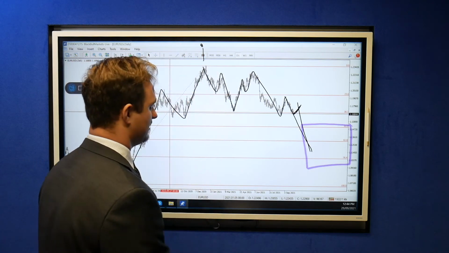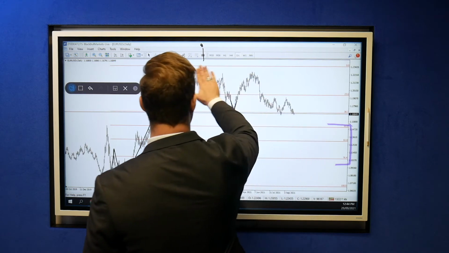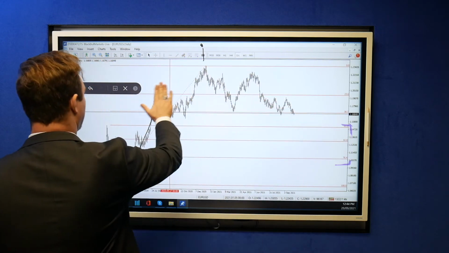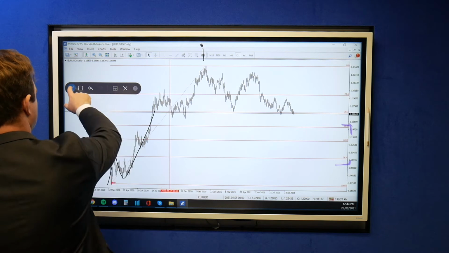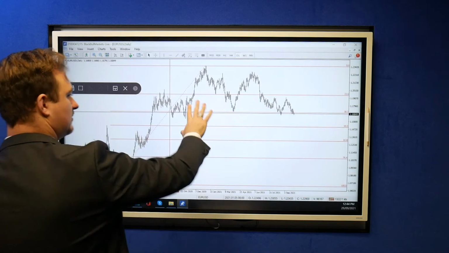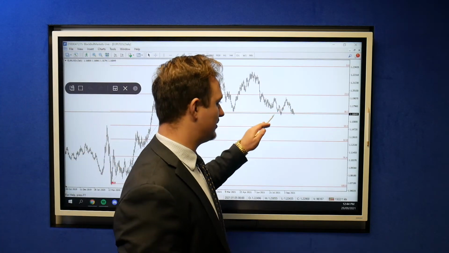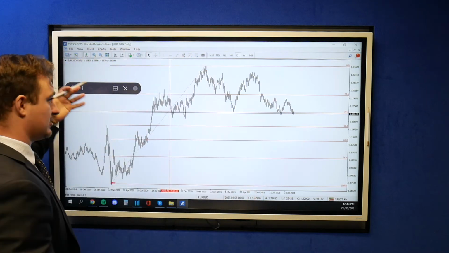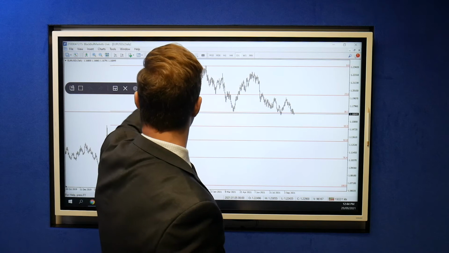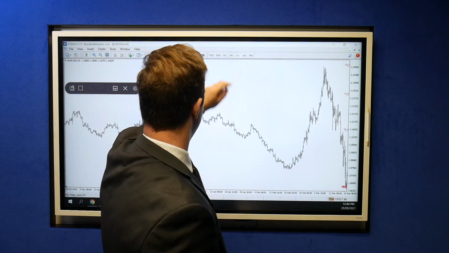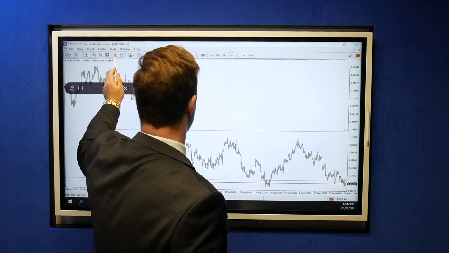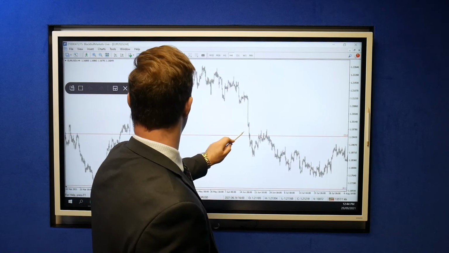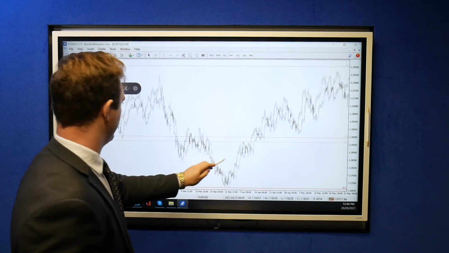Okay? So let's have a quick look and see what we have inside there. Okay, so we've got an idea. We're looking for potential rejection on the zone or potential drop down into here, based on our Fibonacci. Now let's have a look at the 4-hourly time frame, and at this initial drop down.